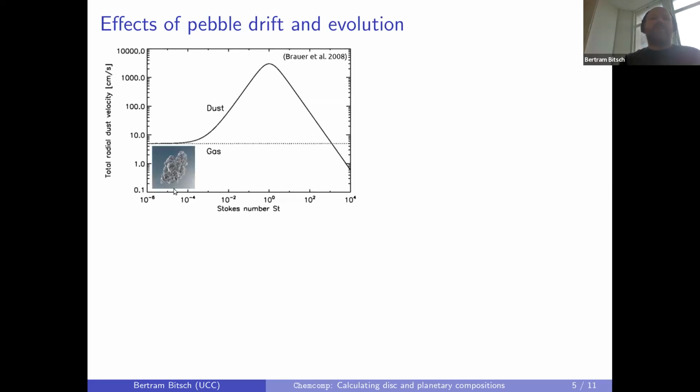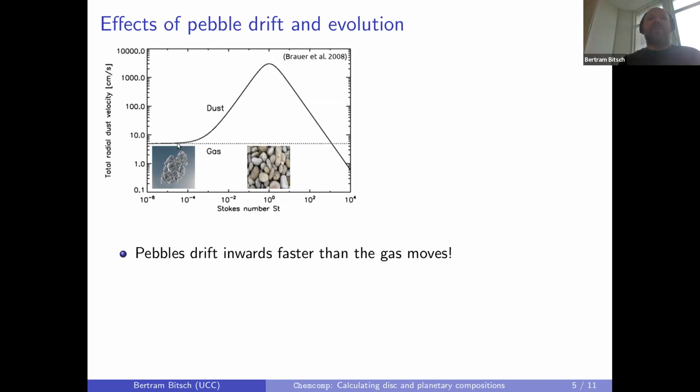So if you translate the Stokes number into sizes, the small micrometer-ish dust grains are perfectly coupled to the gas. They will follow the motion of the gas. While the larger pebbles will actually decouple from the gas and drift inward very fast. The reason for that is because these pebbles feel a headwind from the gas that robs them of angular momentum, and they can shoot into the inner regions of the disk.